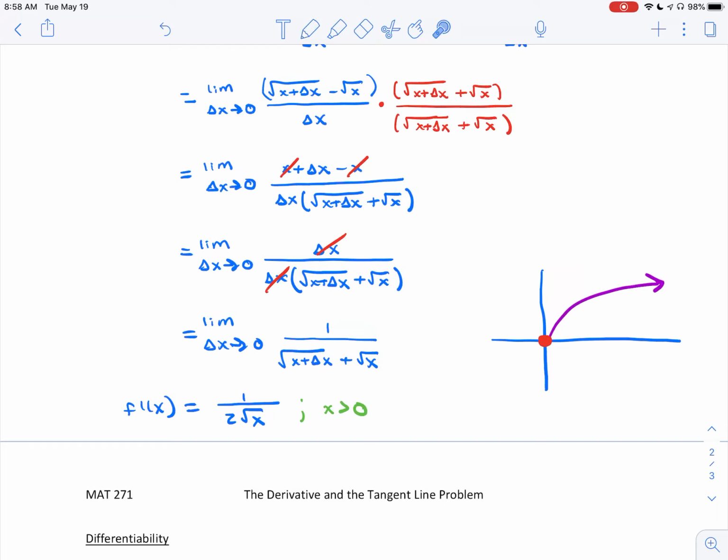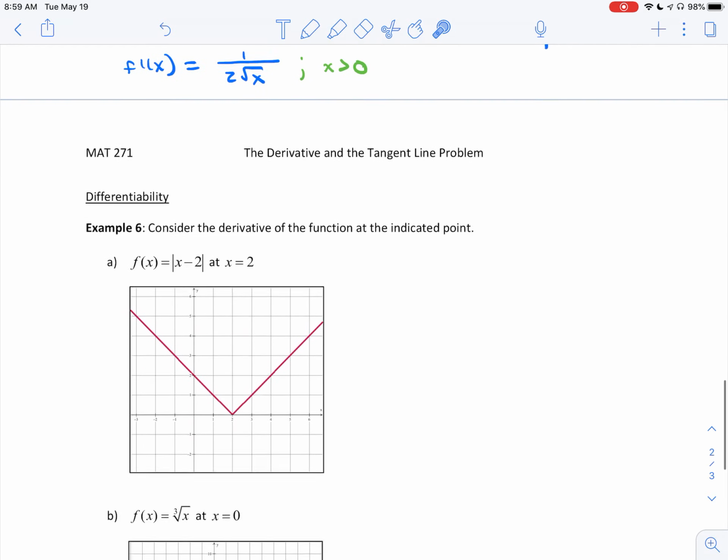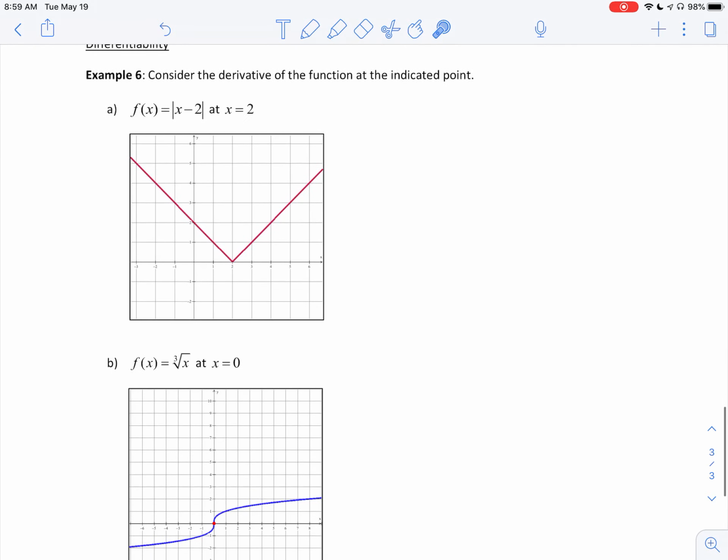So our domain restriction on this derivative is simply x is greater than 0. So anytime you have a function like this, like a square root, that just starts abruptly at a point right here, the derivative will not exist at that first starting point because the limit doesn't exist on the other side of it. All right, so that leads us into a couple other examples here where we're thinking about our derivative and where it may and may not exist.